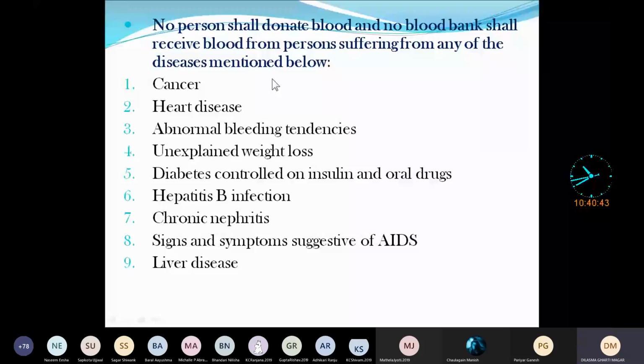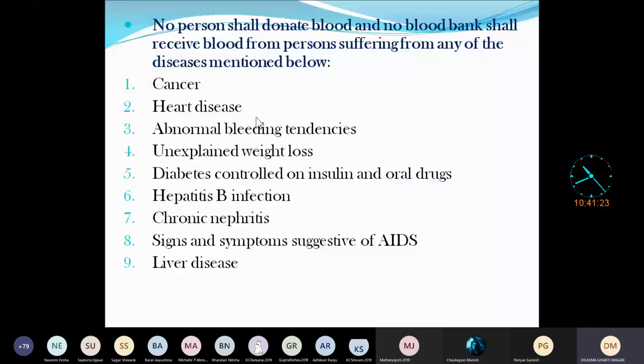Suppose one is cancer. So in case of neoplasm or malignancy also, the person should not donate blood. And in case of heart disease also, there are different heart diseases, isn't it? In case of heart disease, the person should not donate blood, because after donating, 450 ml of blood will be less, isn't it? So when the volume is less, the heart has to pump more blood, isn't it? So that's why we don't take blood from heart disease patients.